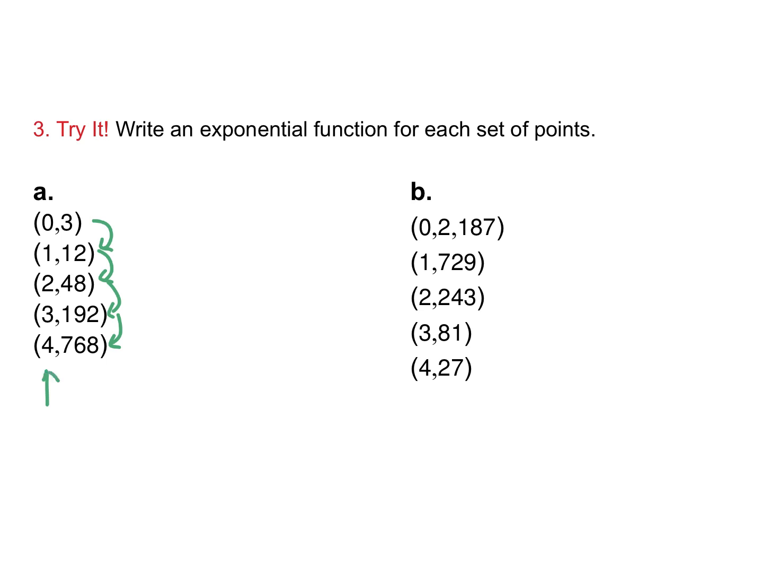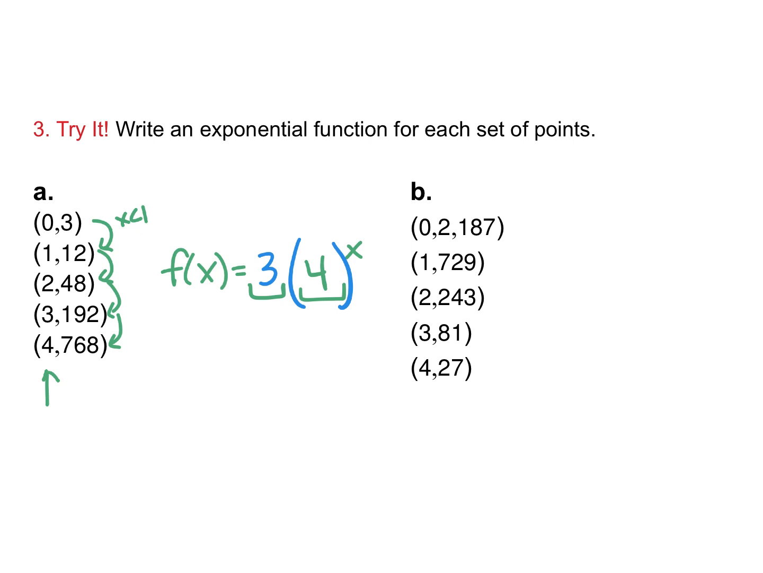Looks like as x increases by 1, the pattern is being multiplied by 4. So we've got f of x is equal to, remember we've got two parts, 4 raised to the x, and then the inside piece, or the number out in front, is going to be your y-intercept. So let me just make sure we know this.